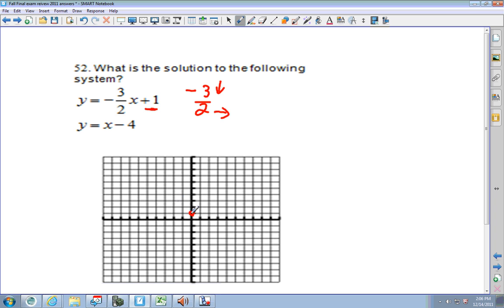So start here, and you're going to go down 1, 2, 3, to the right 1, 2. You can also go backwards and go up 1, 2, 3, to the left 2. Now let's draw our line.